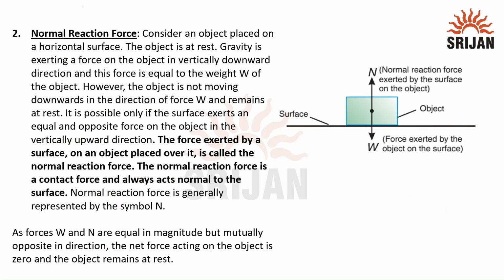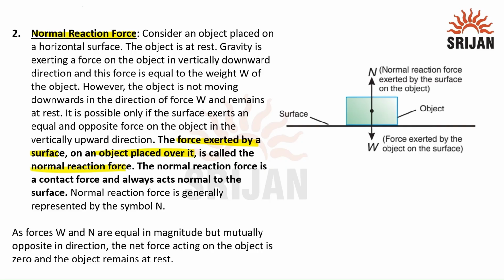The next type of contact force which we will study is normal reaction force. We have considered an object which is kept at rest on a horizontal surface. We know that gravity is exerting a force on that object in the vertically downward direction, which is equal to the weight of that object. However, that object does not move. Why so? It does not move because the surface exerts an equal and opposite force on that object in the vertically upward direction. This force exerted by a surface on an object placed over it is called normal reaction force.